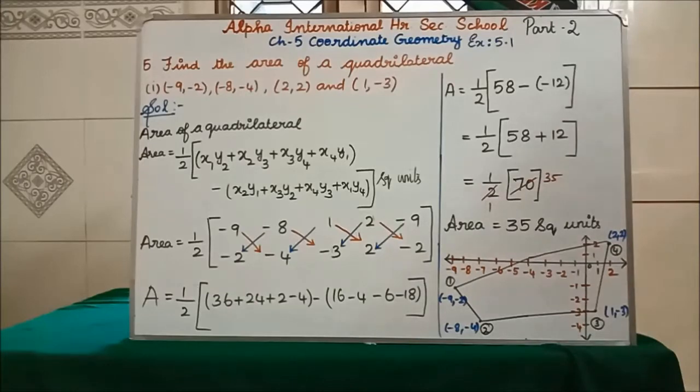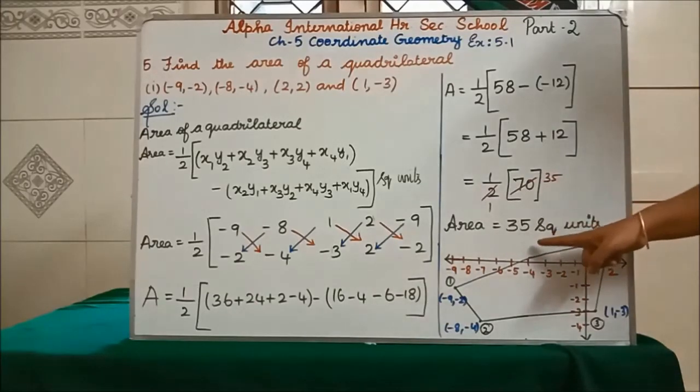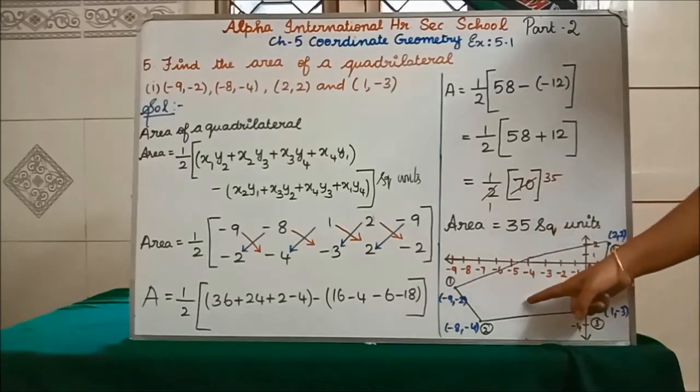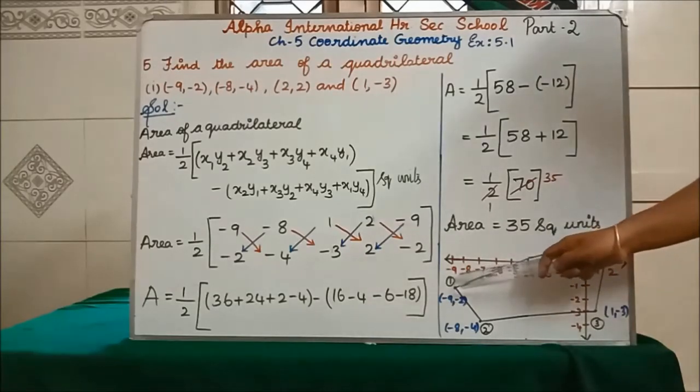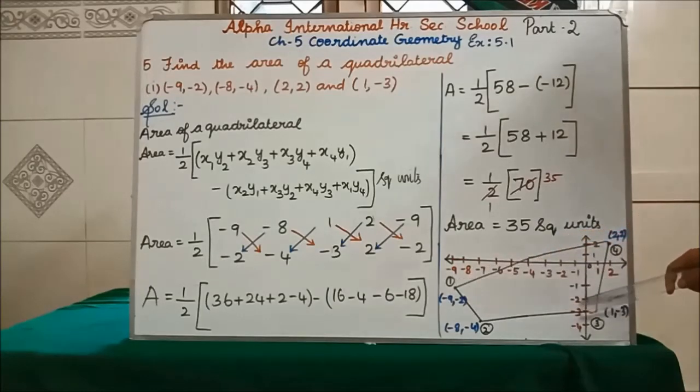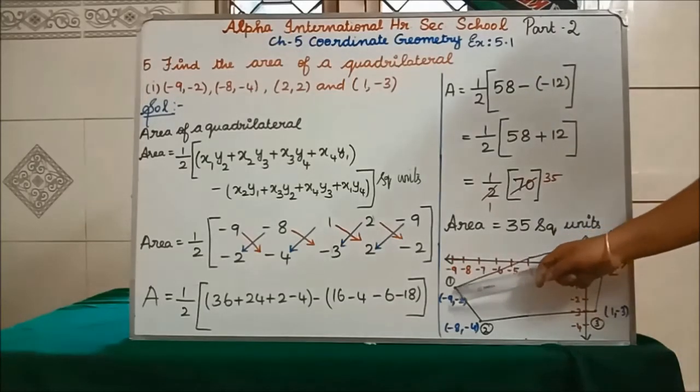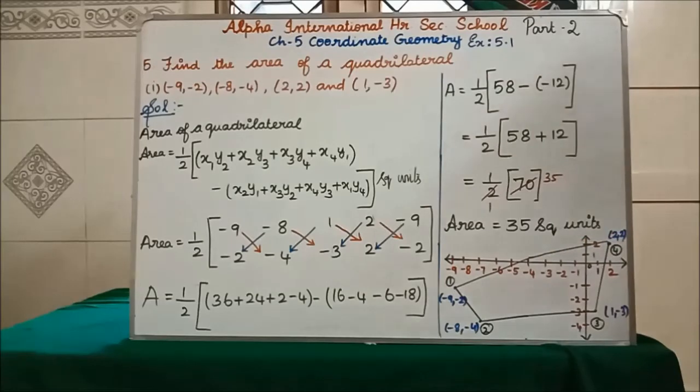Now you see, we all know this is plus comma plus. This is minus comma plus. This is minus comma minus, and this is plus comma minus. First point is what? Minus 9 comma minus 2. See, in the x-axis minus 9, in the y-axis minus 2. So I have plotted it here. Can you understand? I have marked that as 1.